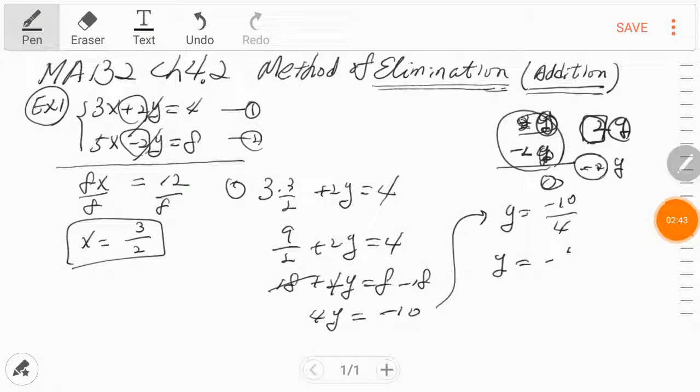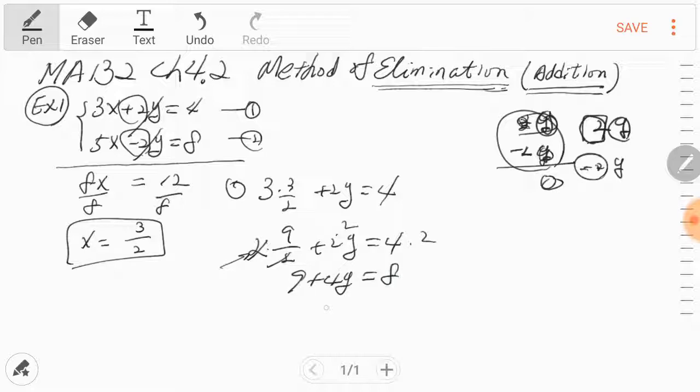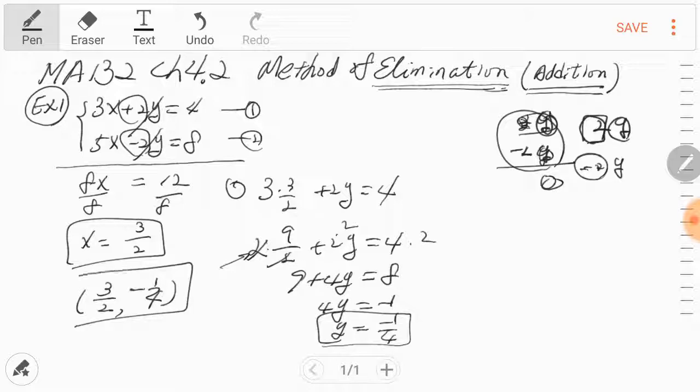Okay, I found a mistake here. When we multiply this equation by 2, this is 9. So let me erase this one. When we multiply each side by 2, the 2 in the denominator cancels out. Multiply this by 2, multiply this by 2. So 9 plus 4y equals 8. So 4y equals negative 1. Then y equals negative 1/4. So this is the y value. So the solution is x is 3 halves and y is negative 1/4. This is the solution.